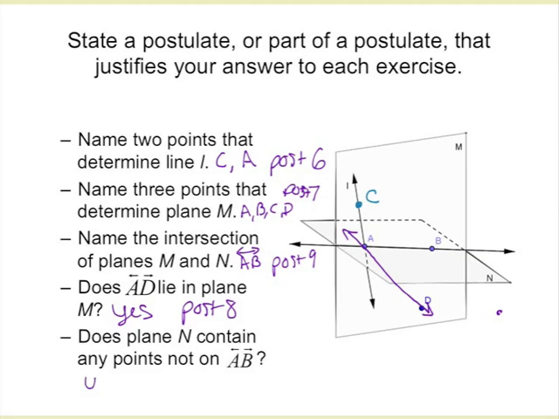Yeah. There is. How do I know there has to be? Because there's no other names. So how do I know there has to be another point in there? How do I know a plane has to have 3 points? A line has more than 2 points for sure, so that would be one way. But how do I know a plane has to have at least 3 points? Which postulate says a plane has at least 3 points? 5. Yeah.